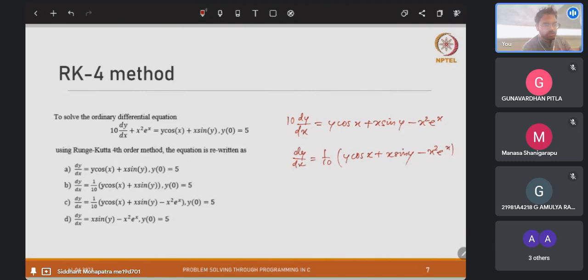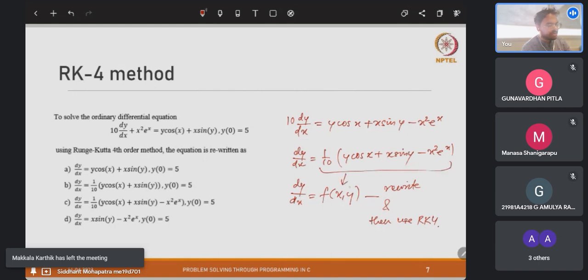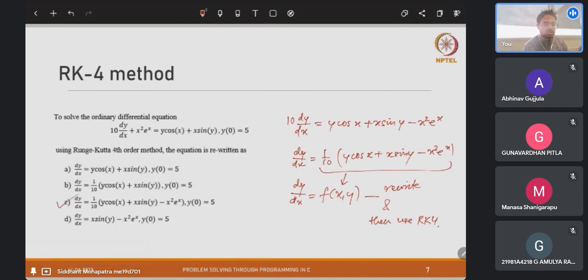So we have to first rewrite the equation in the form dy by dx is equal to f of x, y. We have to rewrite the equation in this format, and then we can start doing RK4. So first we rewrite and then use RK4. It needs to be in this form. This entire thing will be our f of x, y, and we need this part in order to start the RK4. So here you will have option C. The initial condition will remain the same no matter what change you make to the equation.